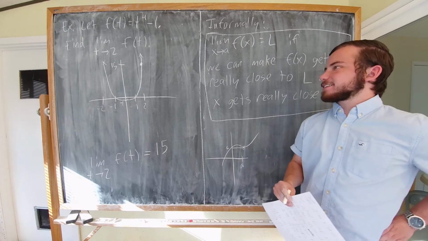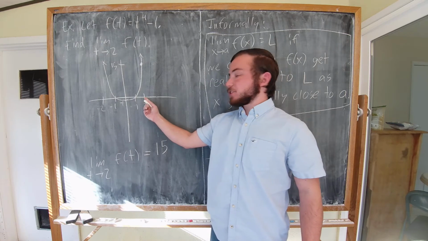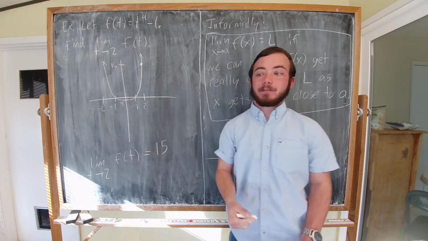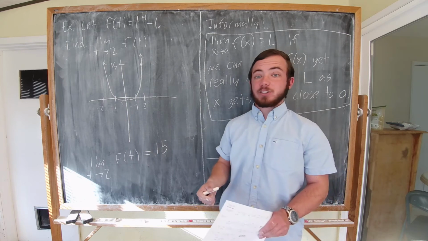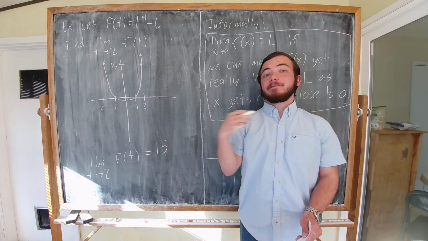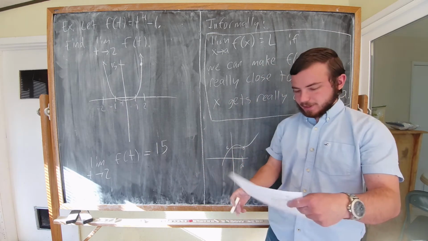I think I said x should have been t for that whole example, right? As t goes really, really close to 2 from the left or from the right, f of t gets really, really close to 15. Therefore, the limit as t goes to 2 of f of t is 15. Variable name doesn't matter. So, yeah.